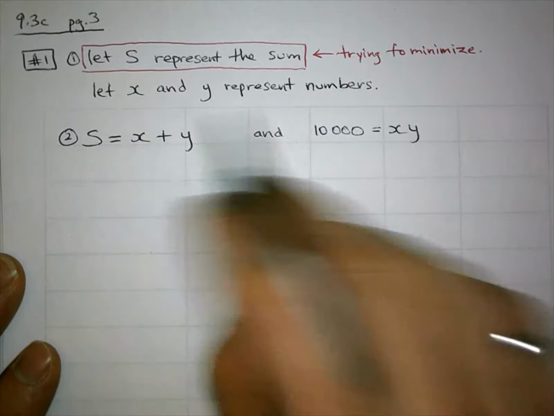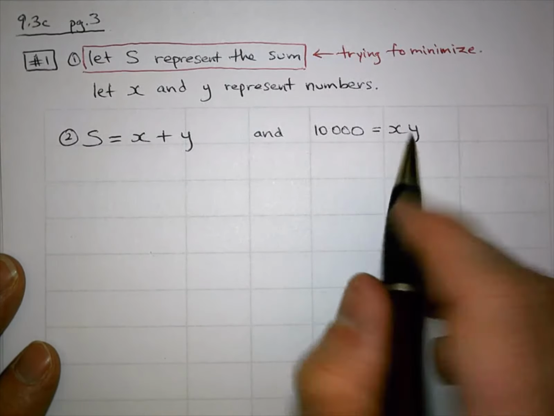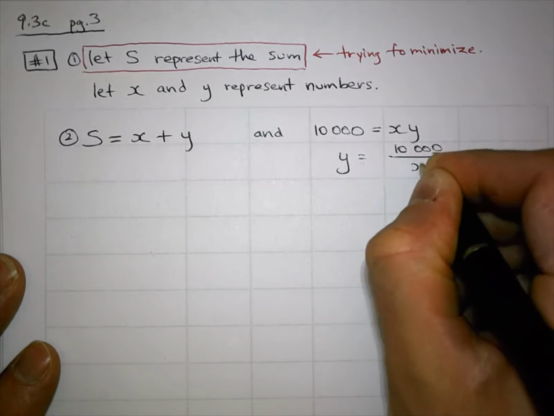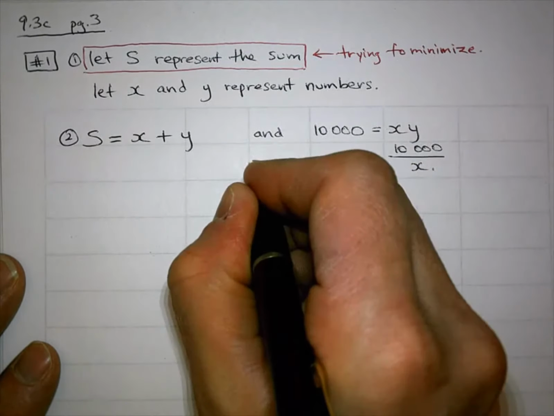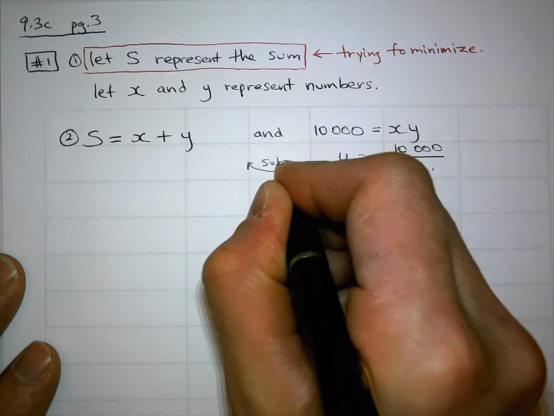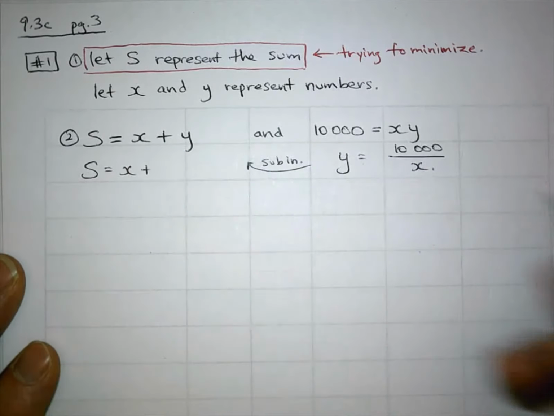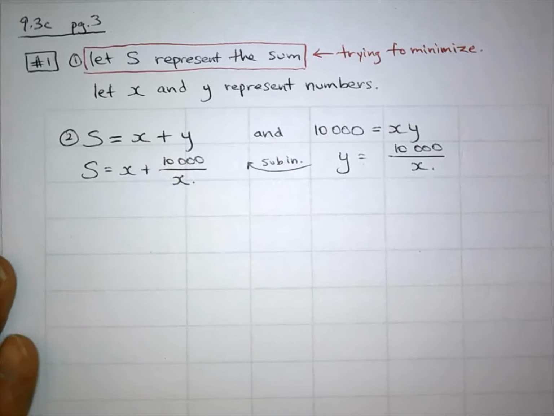Now I just need to combine these two equations. Unfortunately, I have to rearrange. So how about I rearrange in terms of y? I'm going to get y is equal to 10,000 over x. So now I have an expression for y, and I'm going to sub it in. So I end up with s is equal to x plus 10,000 over x.